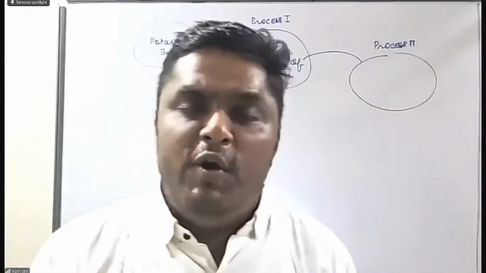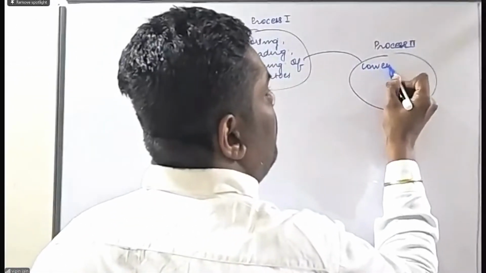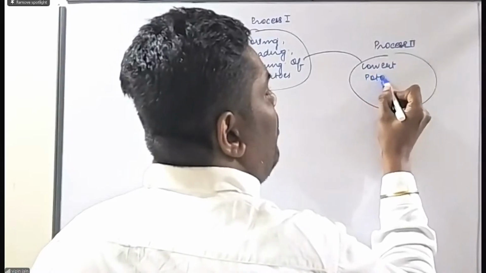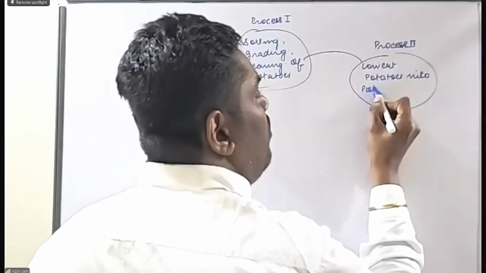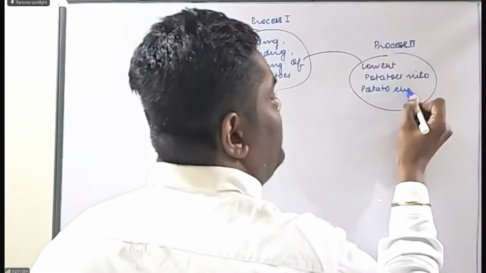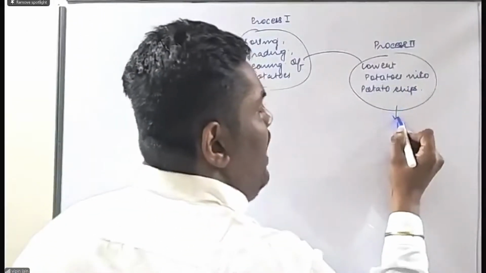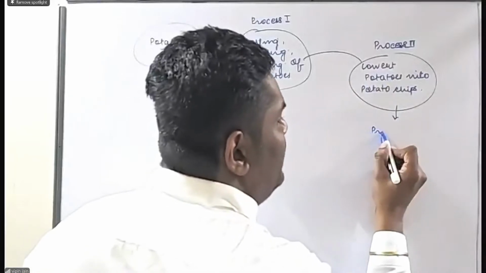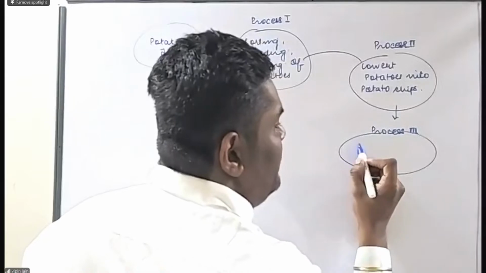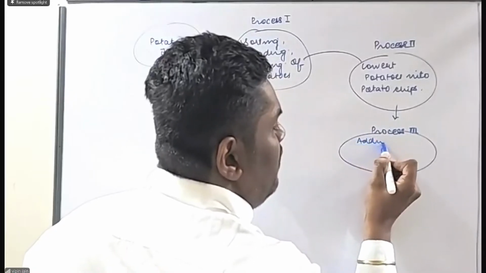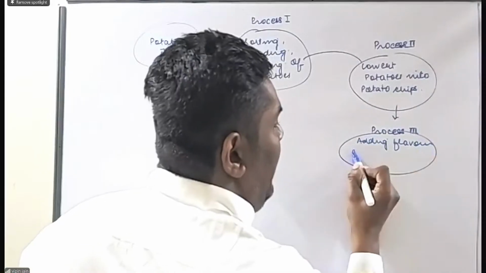The output of this process is transferred to the next process, wherein we convert potatoes into potato chips. Once the potato chips are ready, again the output of this process is, let's say, transferred to the next process, process third, wherein we add flavors and preservatives.